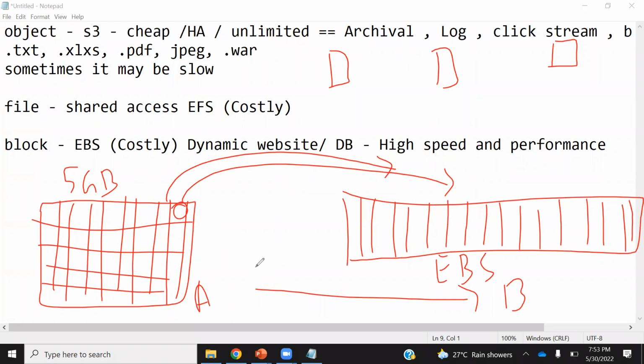Again, the questions will be based on the scenario. You will be given a scenario. It will say the customer wants speed and performance. What kind of storage are you going to give? You will say block storage. The customer says, I want shared access, I want to share this storage with 10 other developers. Give him file access or EFS. The customer says, I want to archive the data, keep logs, bulk storage. You should give him object-based storage, which is S3.